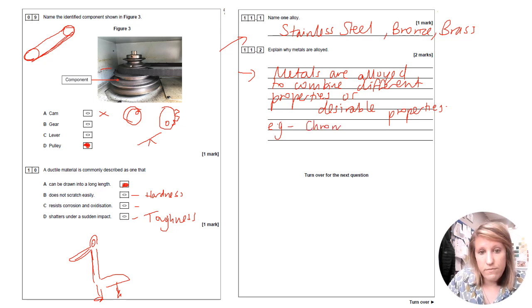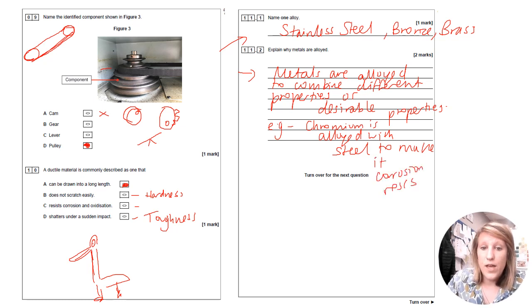Chromium is alloyed with steel, or you could just say stainless steel is alloyed to make it corrosion resistant.